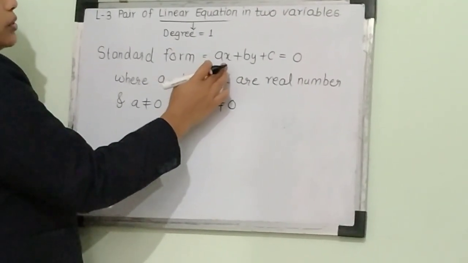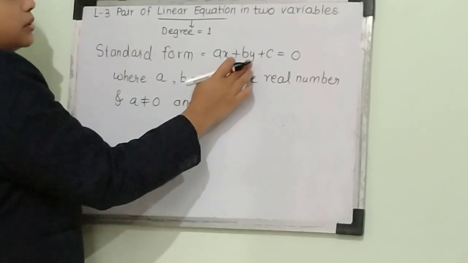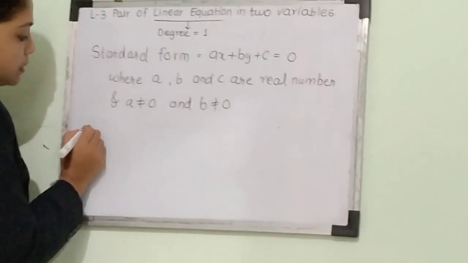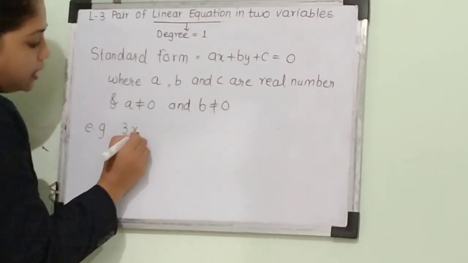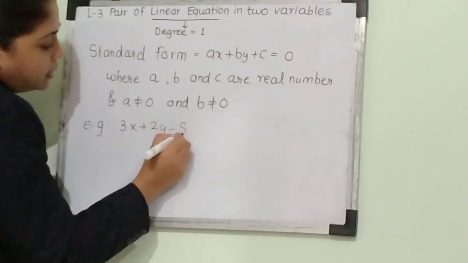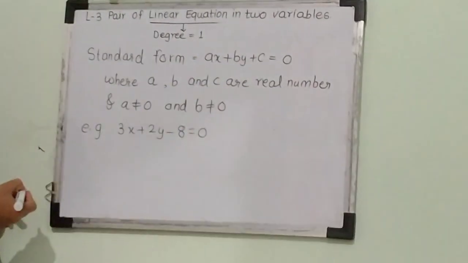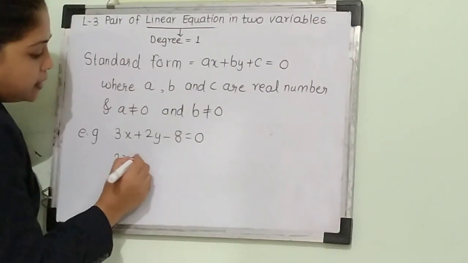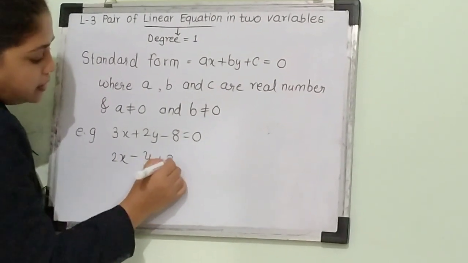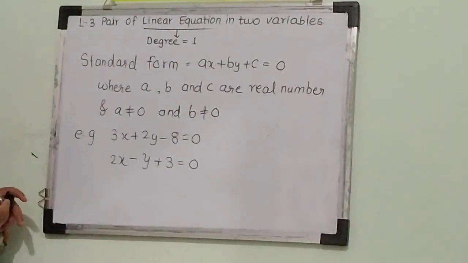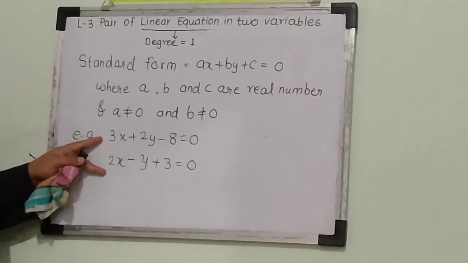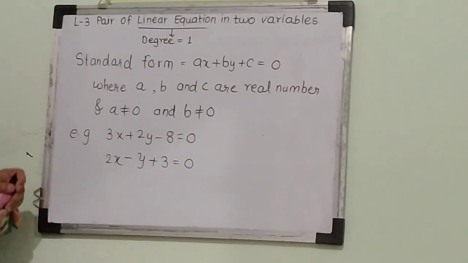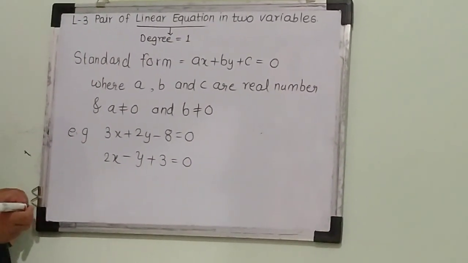Here a is the coefficient of x, b is the coefficient of y and c is a constant term. For example, we can say 3x plus 2y minus 8 equals 0. Like this, I will write one more example, that is 2x minus y plus 3 equals 0. So here I am writing two equations, and these two equations are a pair of linear equations in two variables.